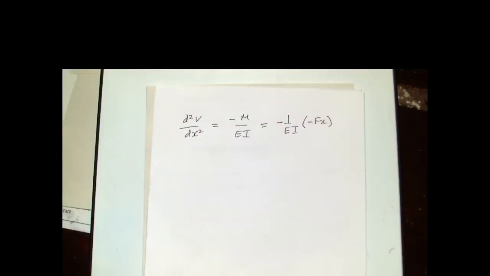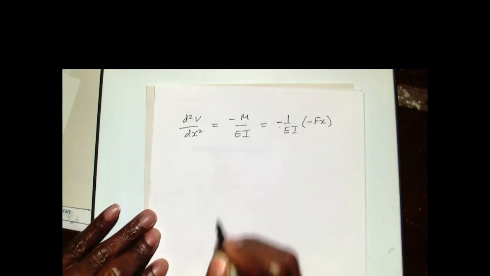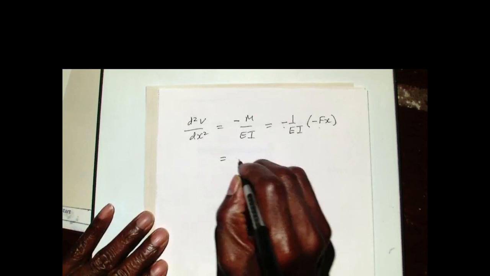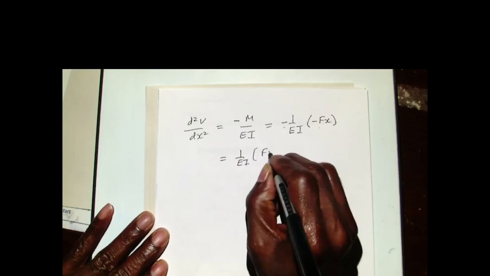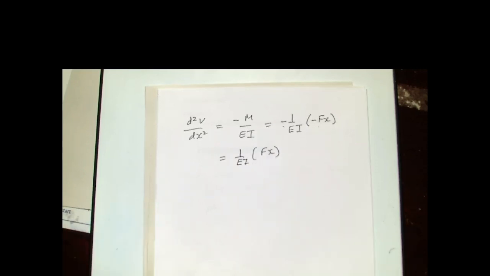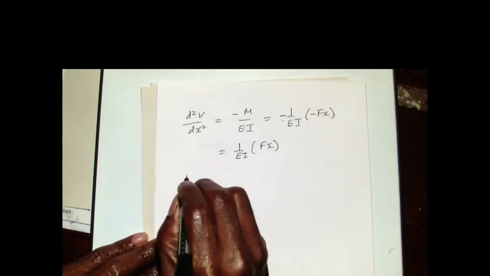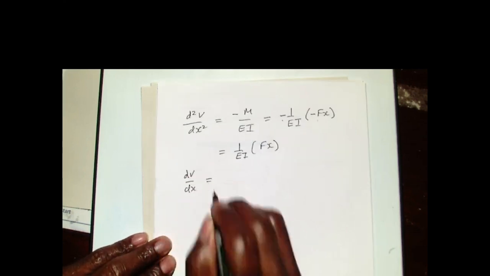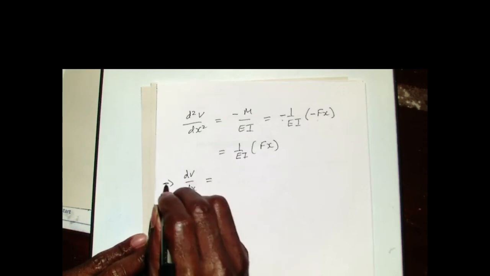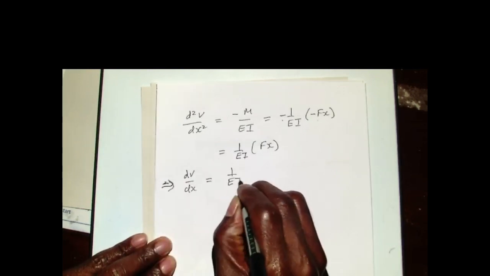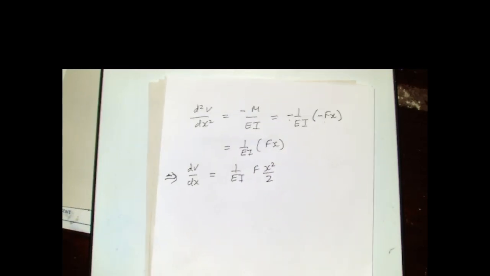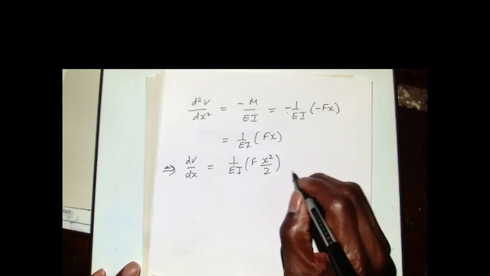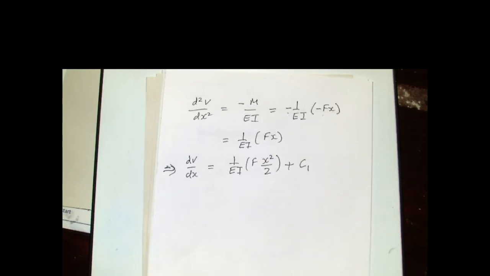So if we do the first integration, so you have minus, I can just get rid of that. So that becomes 1 all over EI multiplied by that. If you do the first integration, we will have dv dx equals 1 over EI, F x squared over 2, plus some constant which we don't know.